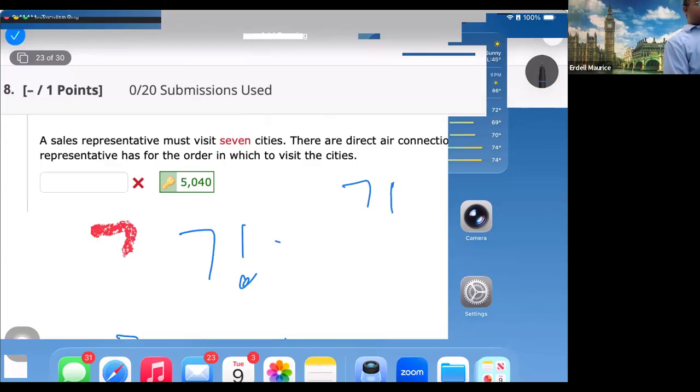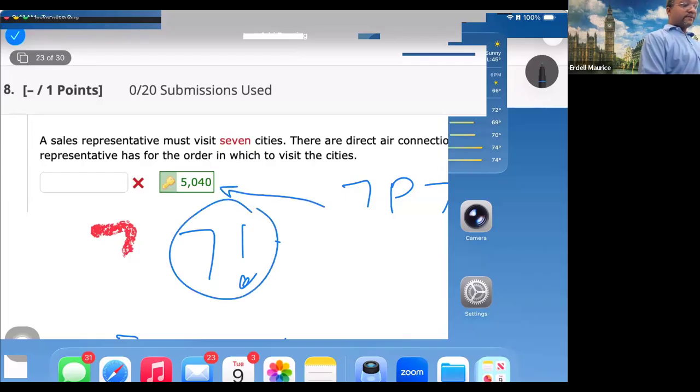Try 7P7. What answer do you get when you go 7P7 on your handy dandy calculator? You get the same answer, yes? Can anybody tell me why? Why do I get 5,040 if I do 7 factorial or I do 7P7? Why do I get the same answer either way?